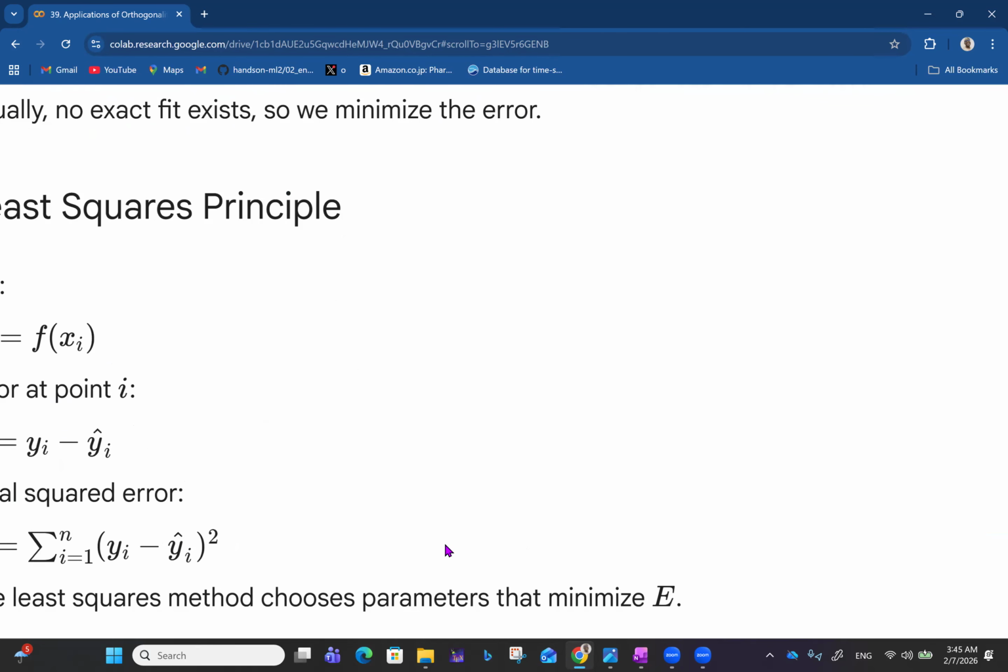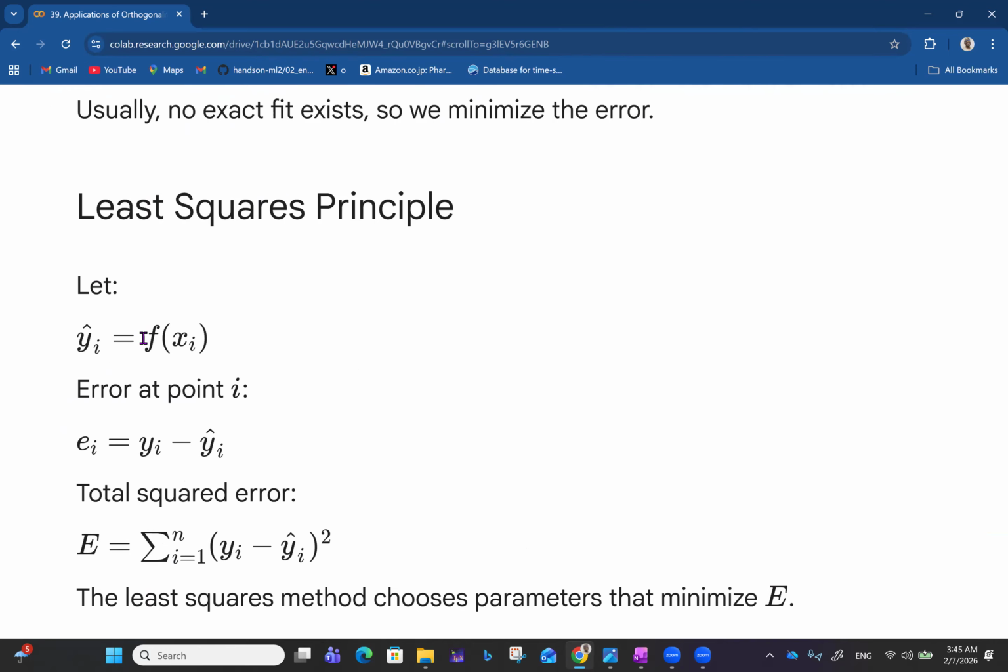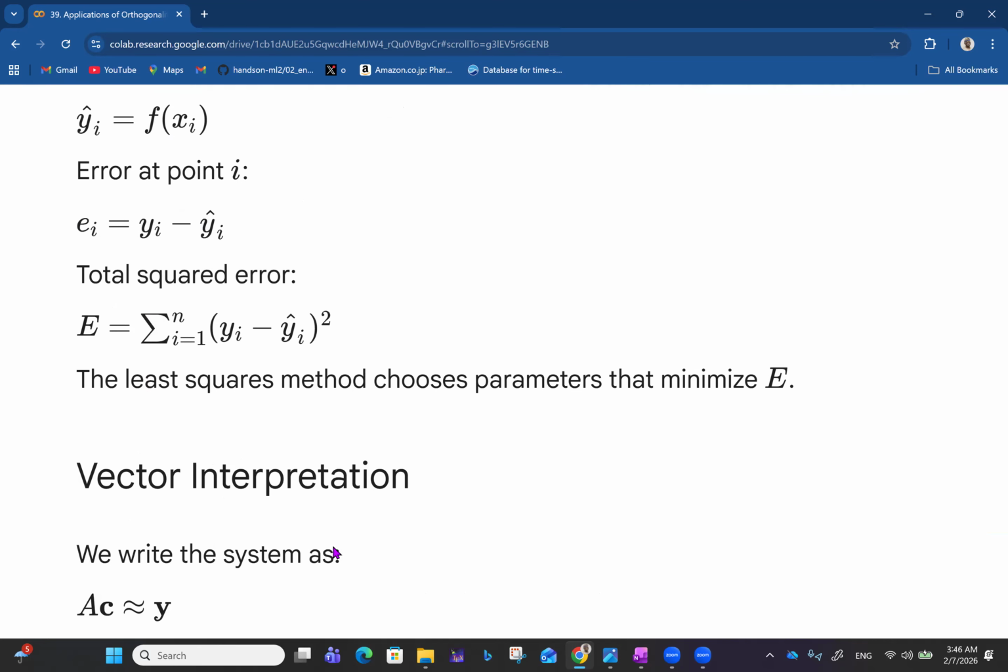So we talked about the least squares principle in the last video, where we saw that we could say that ŷi is something like f(xi), and the error at point i will be ei = yi − ŷi. So this is the ei. So the total squared error will be E = the summation from i = 1 to n of (yi − ŷi) squared. So the least squares method chooses parameters that minimize E. So we want to minimize the error as much as possible.